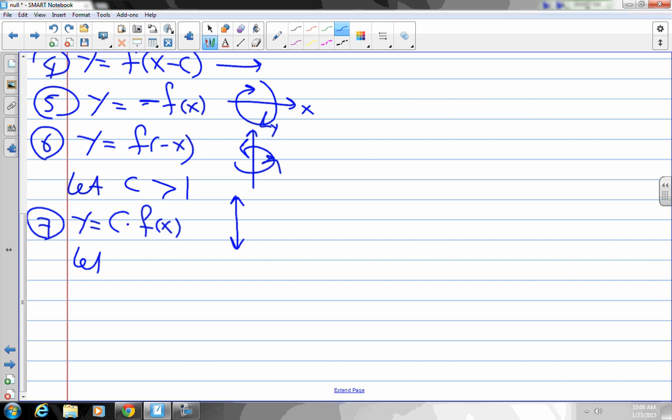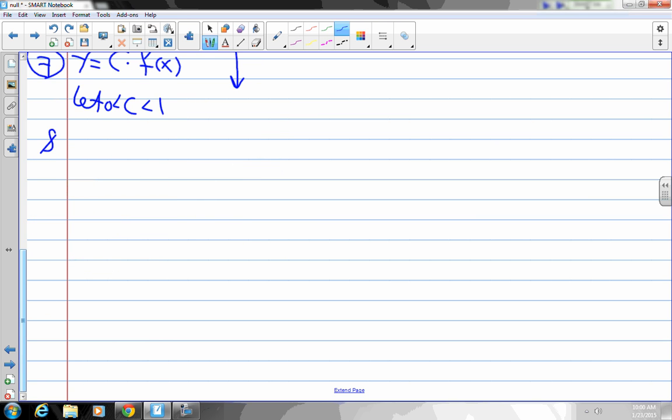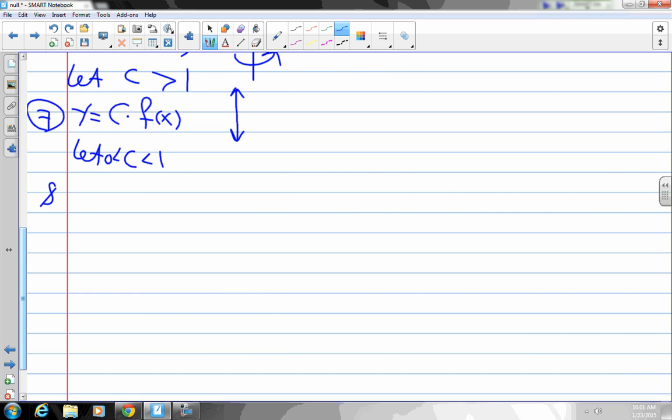and if c is still positive but less than 1, then again we're messing with the y values. Things will shrink. So just as expected, if you try to do c f of x, things will shrink. How would you do that? Like that? Shrink? So this is stretch. Okay, I'll write this. Stretch, shrink. But it gives you a direction.